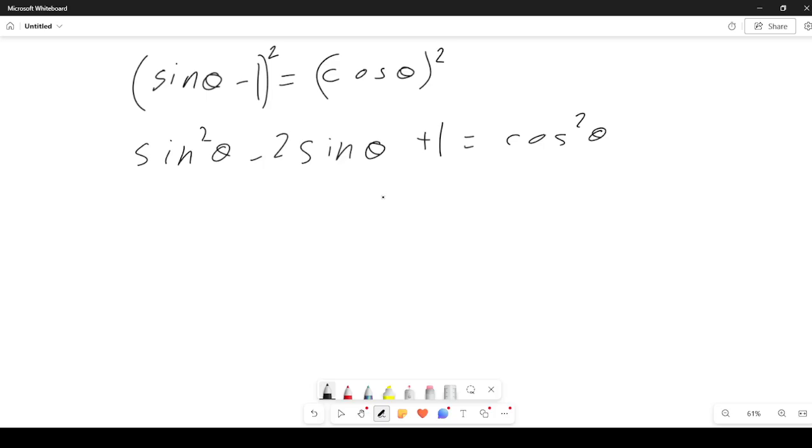And then, the first thing I remember trying is I subtracted the sine squared theta, to get cosine squared theta minus sine squared theta, because I was thinking that could be cosine of 2 theta. But then I realized that wouldn't actually help me any. So now I'm just going to change this right side to 1 minus sine squared theta. So then u is sine theta. So u squared minus 2u plus 1 equals 1 minus u squared.